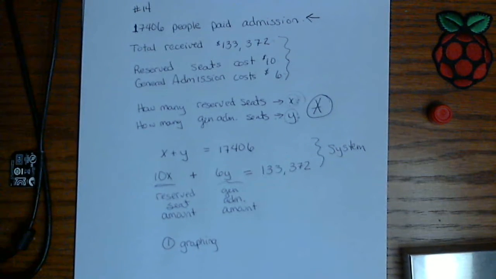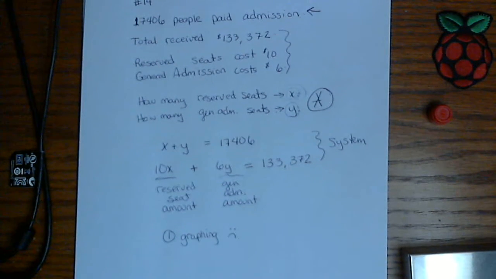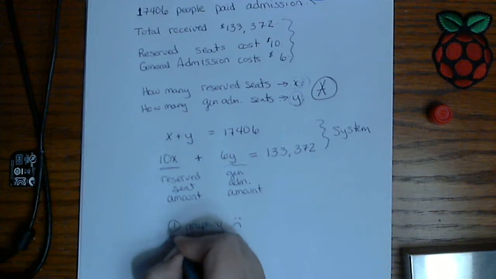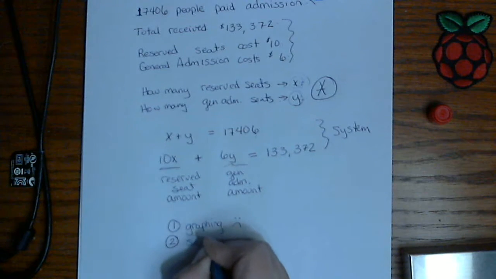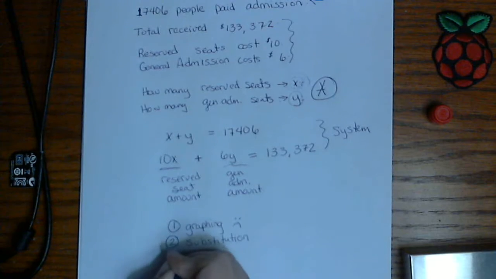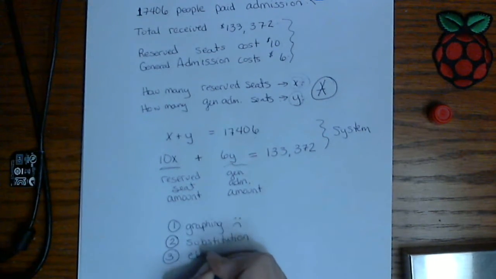And hopefully you realize that graphing is not a really great way to solve for systems of equations, at least without some kind of technology to help us out, and we're not there yet. The second way is to use substitution, and the third way is linear combination, or as I like to call it, elimination.